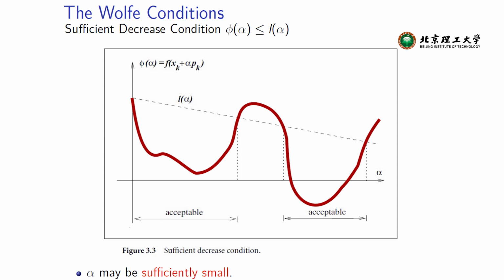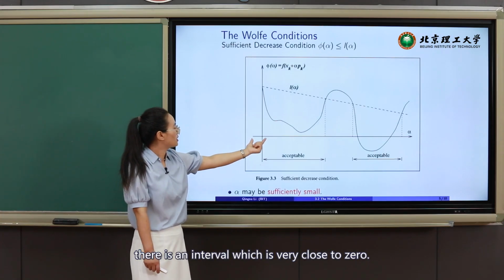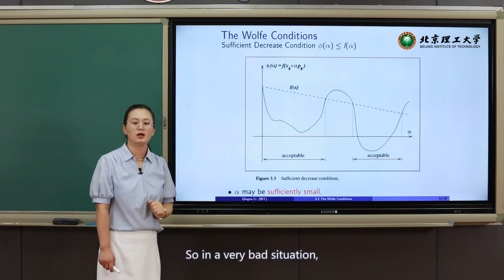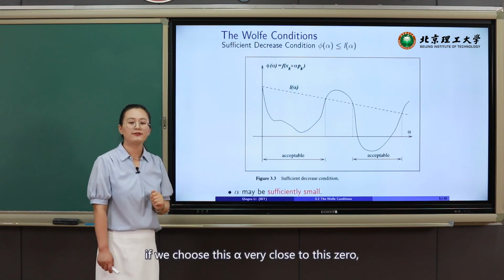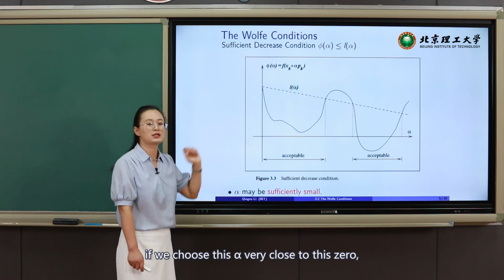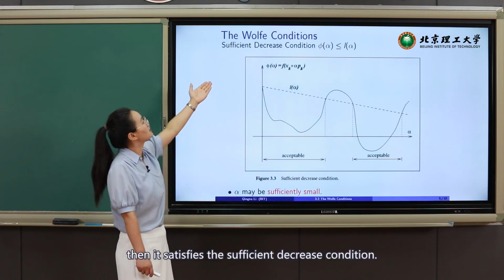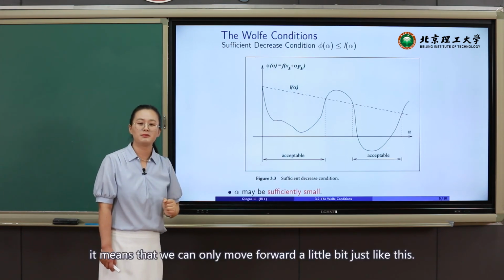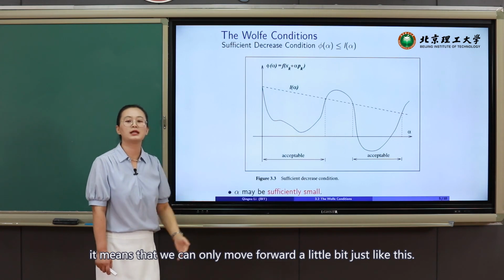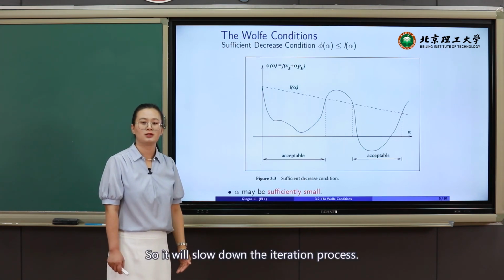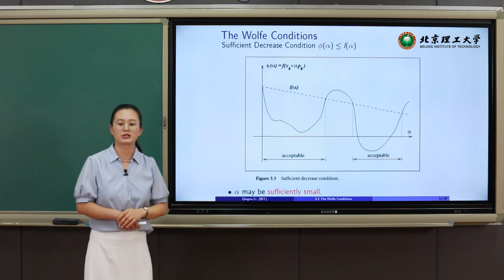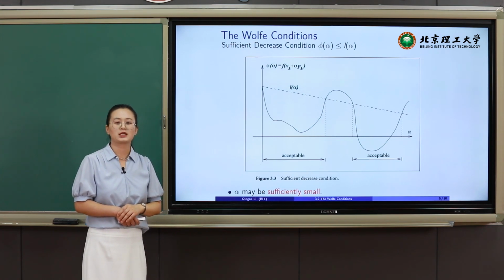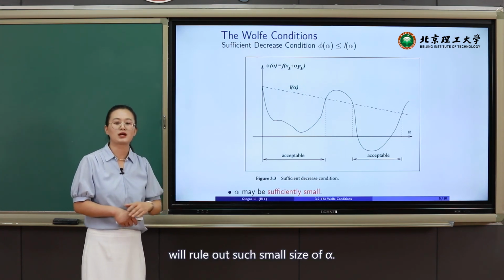However, you may notice that there is an interval which is very close to 0. They are also acceptable. So in a very bad situation, if we choose this alpha very close to 0, then it satisfies the sufficient decrease condition. However, in practice, it means that we can only move forward a little bit, just like this. So it will slow down the iteration process. Therefore, the next condition in the Wolfe conditions will rule out such small sizes of alpha.